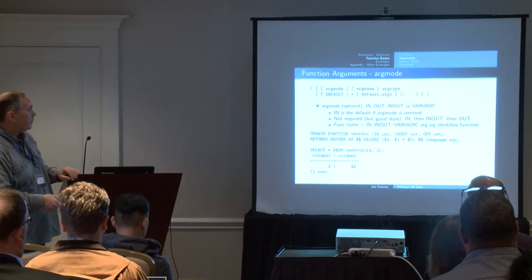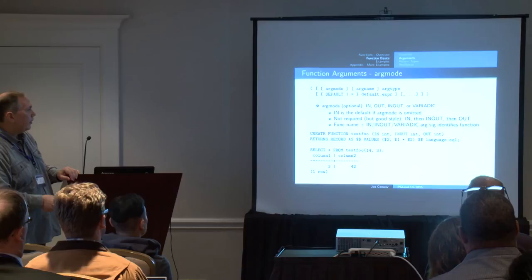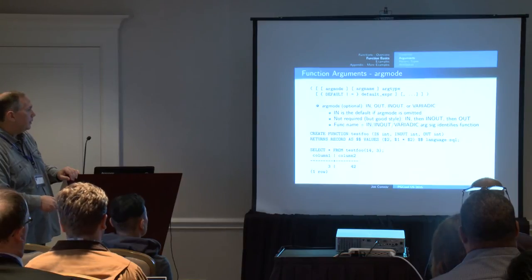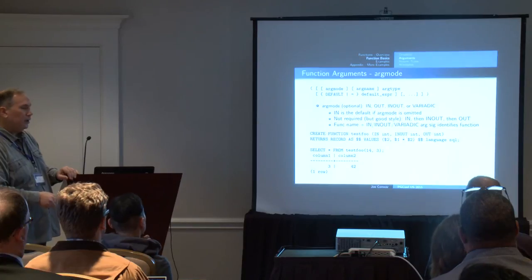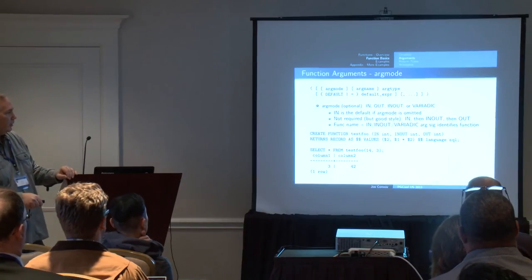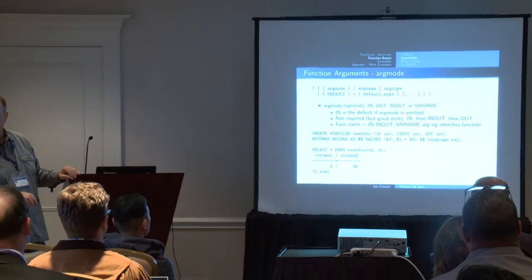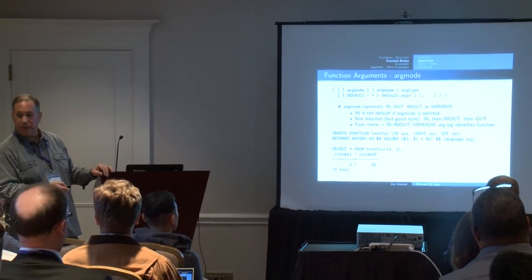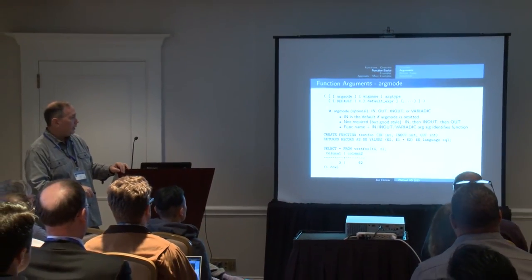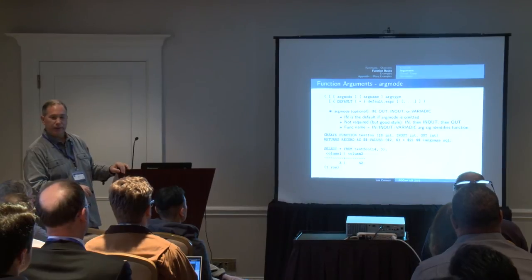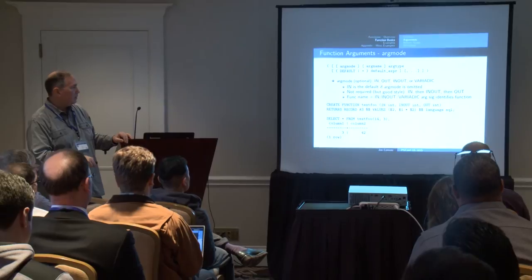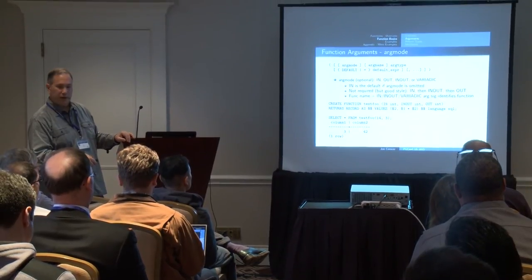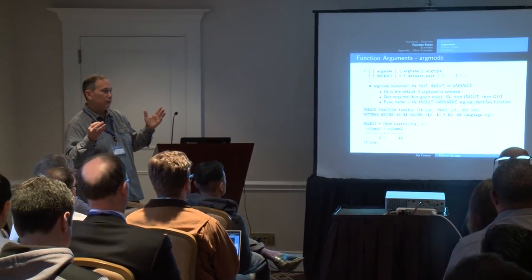So in this example, I've got an in argument, an in out argument, and an out argument. I don't know how many people are familiar with this syntax, but you can use this values clause just like you have with an insert statement. When you use it like that, it's equivalent to a subselect. So this values clause with these arguments basically just produces a row.